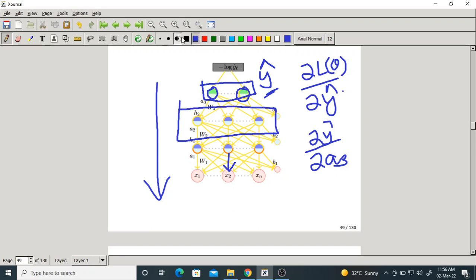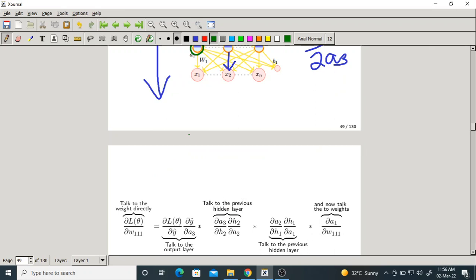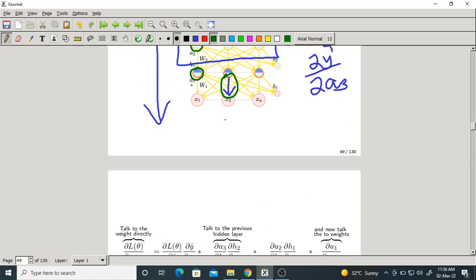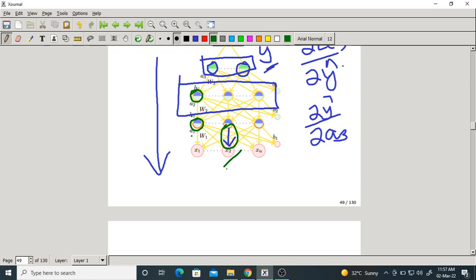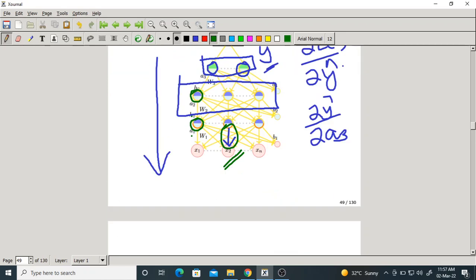Okay, what do we do here? So, ∂A3/∂H2 and ∂H2/∂A2. Okay, this neuron. Next, hidden layer: ∂A2/∂H1, ∂H1/∂A1. And finally, in this, we are interested in this particular weight. So, ∂A1/∂W111. So, in this way, we can find out the contribution of any weight to the loss function. So, we move in this backward direction.